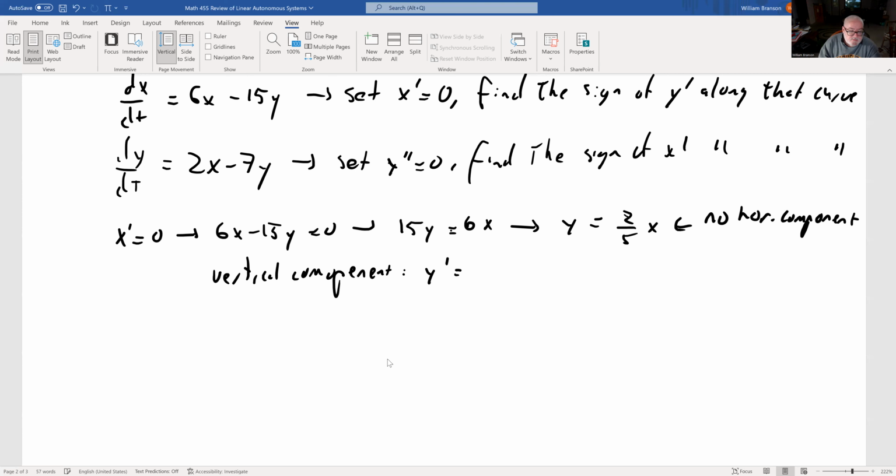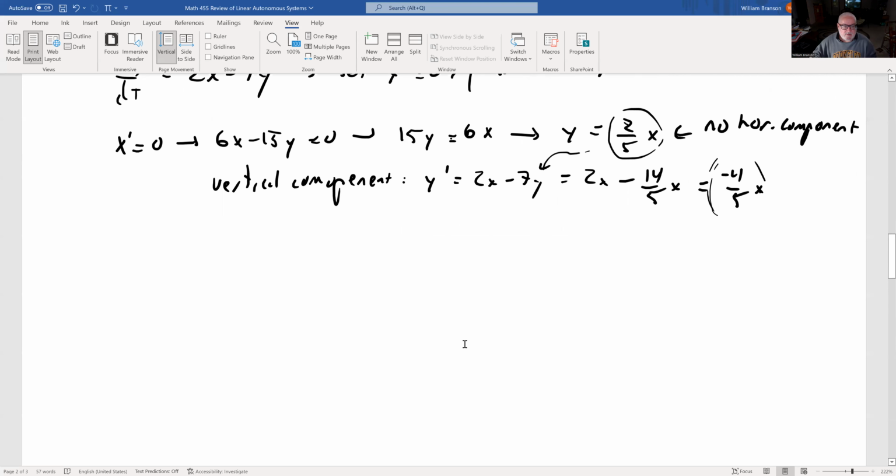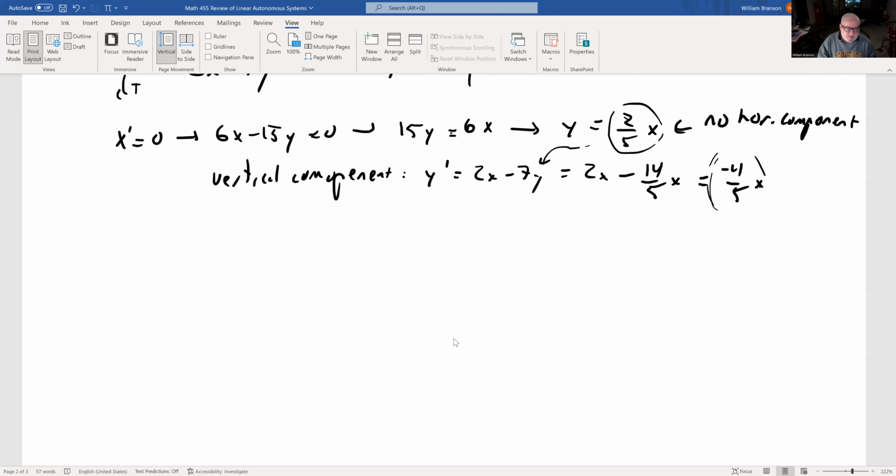Well, that's y prime equals 2x minus 7y, which is 2x minus 14/5 x, because we can plug this in for y here, and we get minus 14/5 x. 2 is 10/5, so this is minus 4/5 x. In particular, when x is positive, this is negative. When x is negative, this is positive. So now we can try and start sketching our solution curve a little bit. Not our solution curve, our vector field.